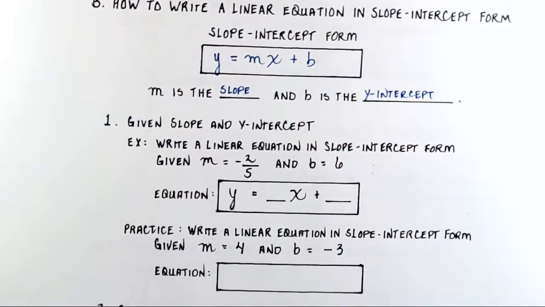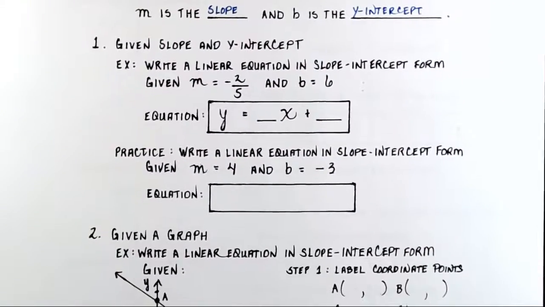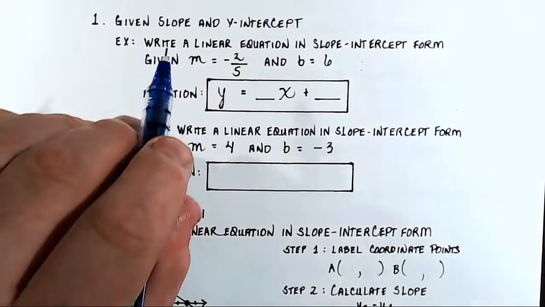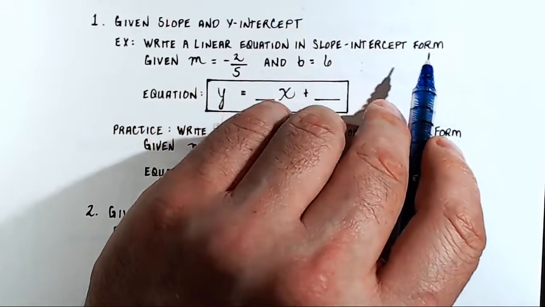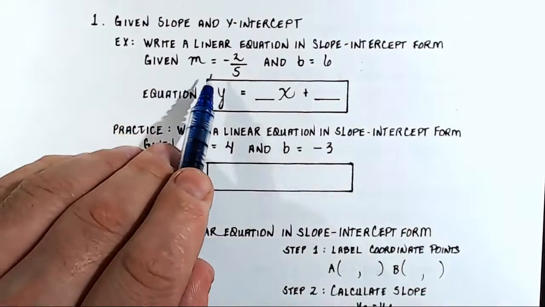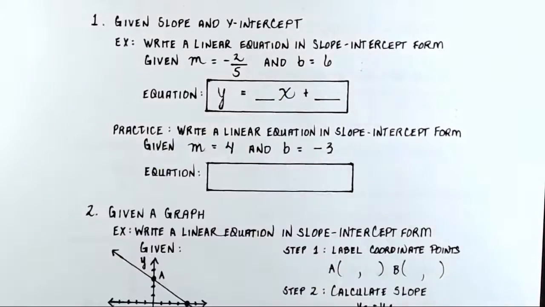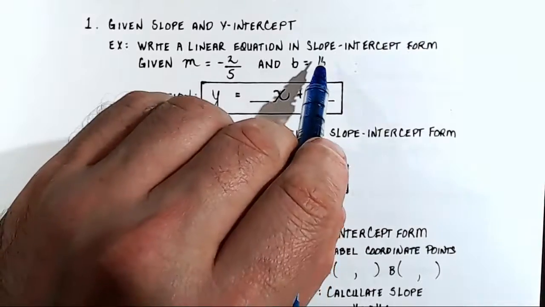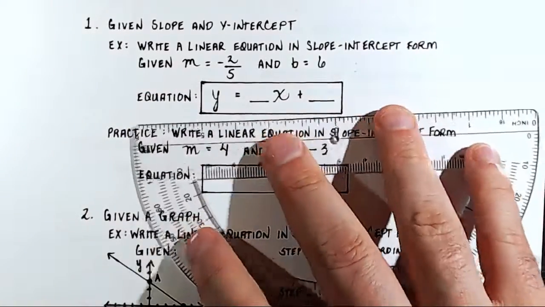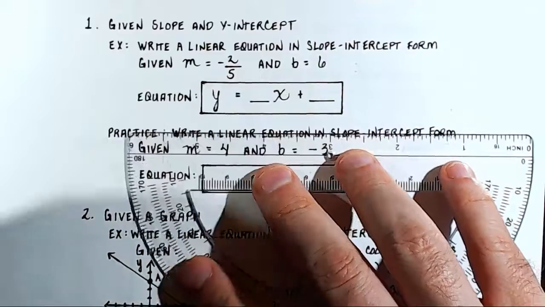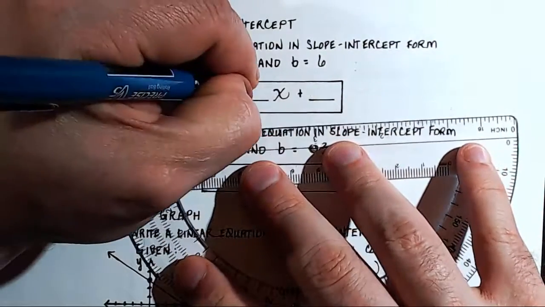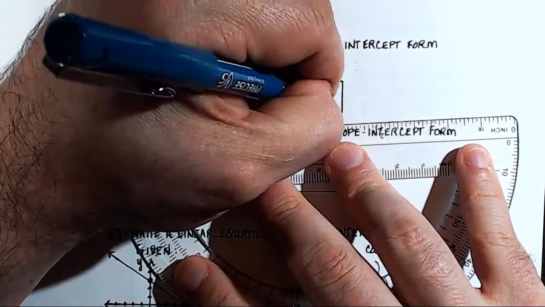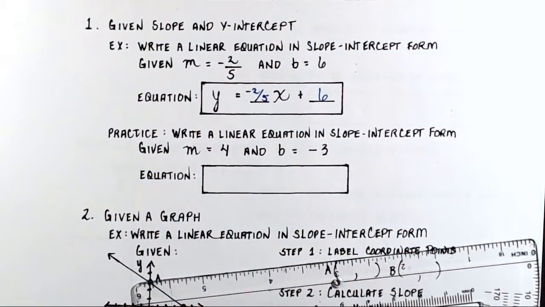Okay, so point 1. Here's one implementation of this. Given the slope and y-intercept, right? So here's an example. Write a linear equation in slope-intercept form given m equals negative 2/5 and b equals 6. All we do is plug the slope in here and the y-intercept in here, and we've got it. So the equation would be y equals negative 2/5 x plus 6. That's how hard that was.